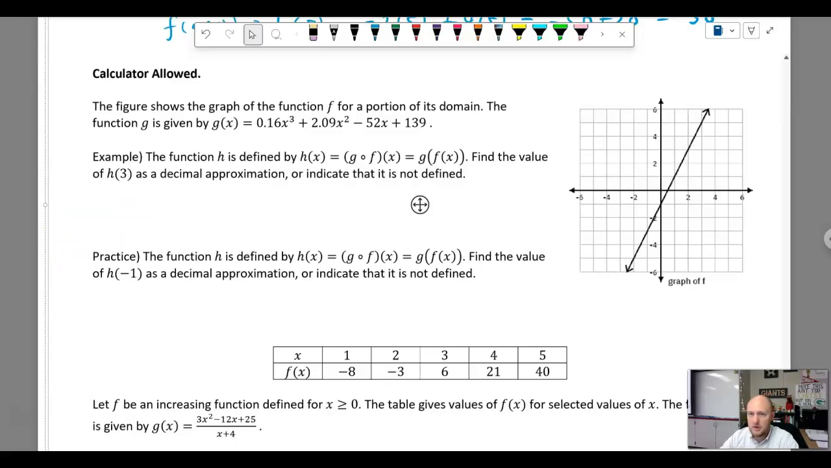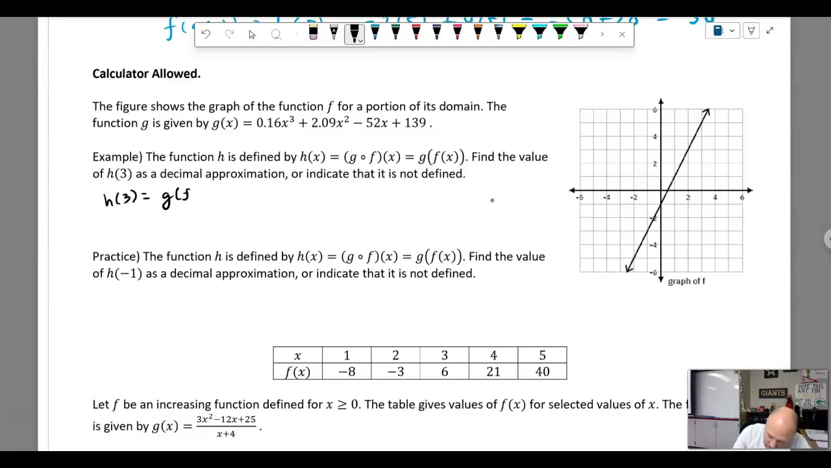And so they say here, the figure shows the graph of the function f for a portion of its domain. The function g is given by g of x equals 0.16x cubed plus 2.09x squared minus 52x plus 139. The function h is defined as h of x equals g of f of x. Find the value of h of 3 as a decimal approximation or indicate that it's not defined. So what I'm going to do is take h of 3 and plug it in.